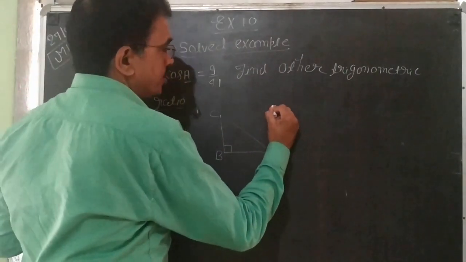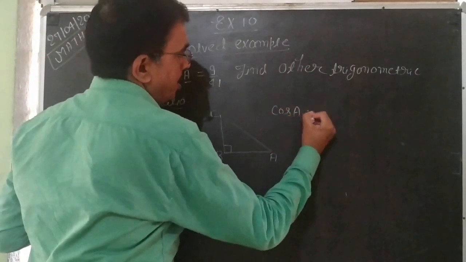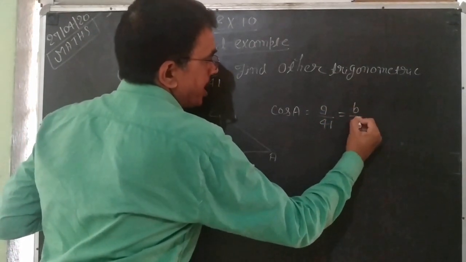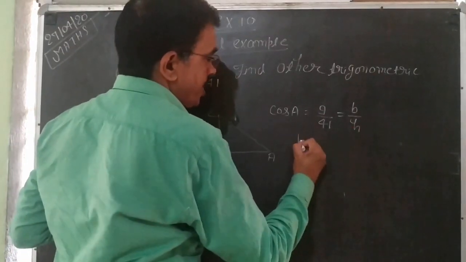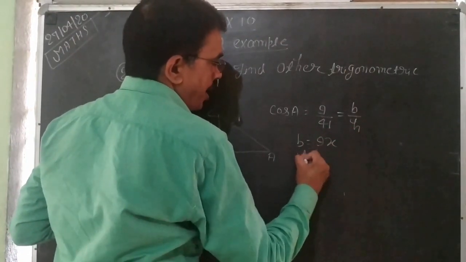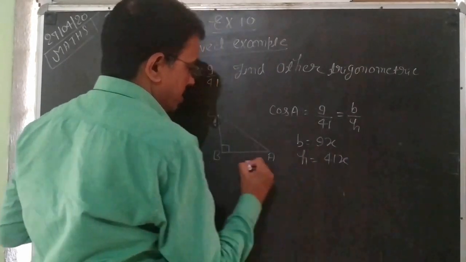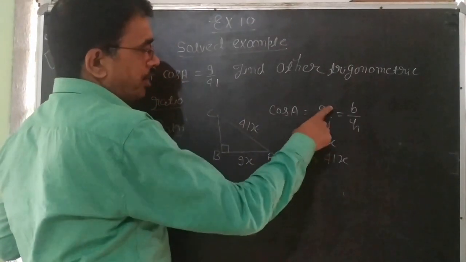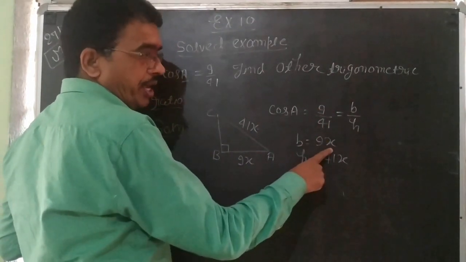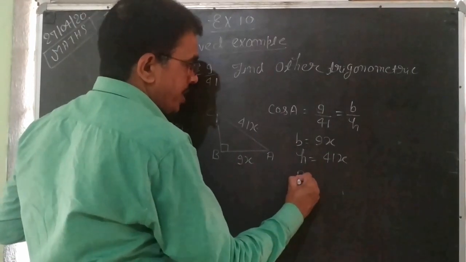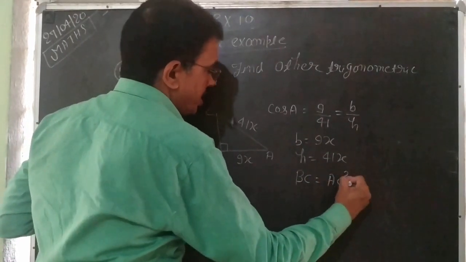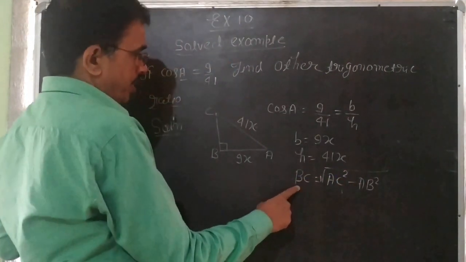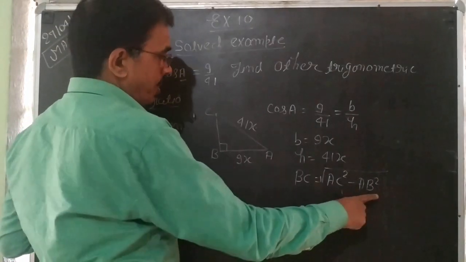And it is given cos A is equal to 9 by 41. So cos A is equal to B by H. Now suppose B is equal to 9x and H is equal to 41x. We take x because it is given in ratio form. Now you have BC. BC square is equal to AC square minus AB square. According to the Pythagoras theorem, perpendicular square is equal to hypotenuse square minus base square.